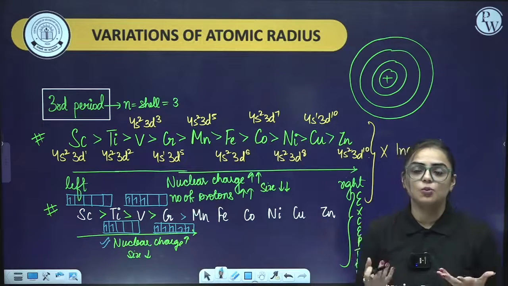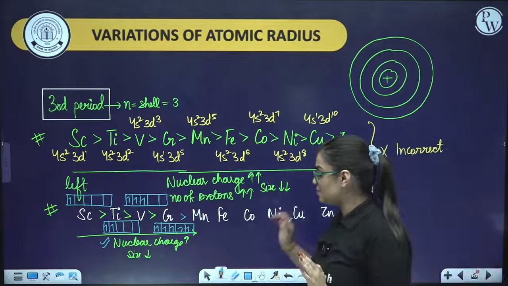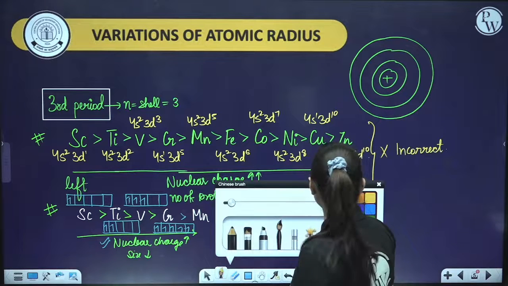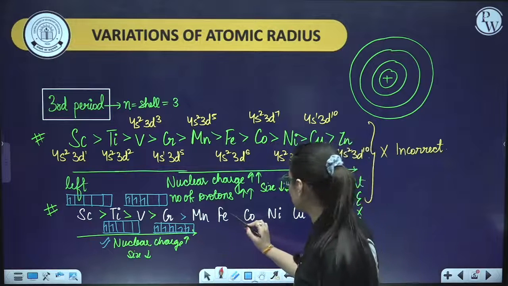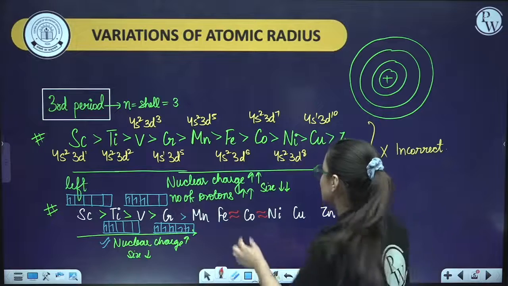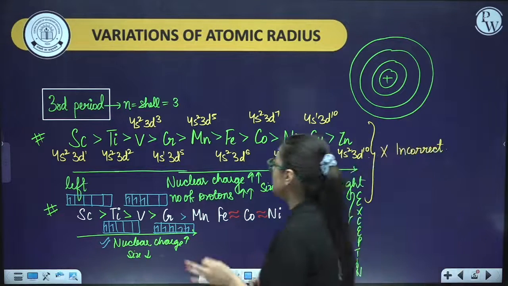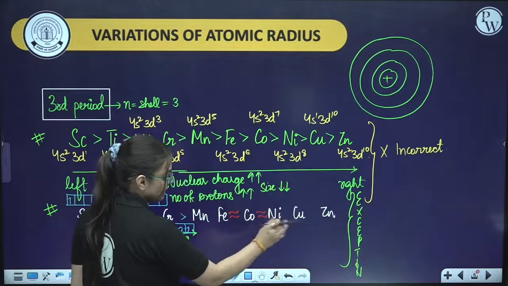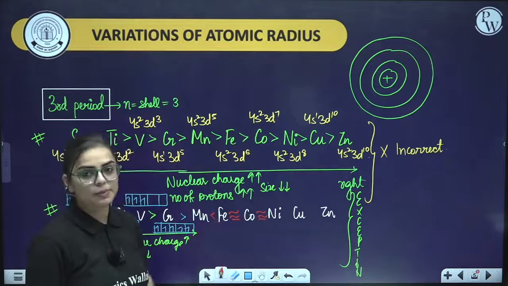This factor takes into account nuclear charge, which is the major one. So, size will decrease. But what is going to happen next? Here if you are going to observe, in all of these cases, their size will become equal. What will happen to their size, ma'am? Their size will become equal, of iron, cobalt and nickel. Why? What is the reason their size will become equal?